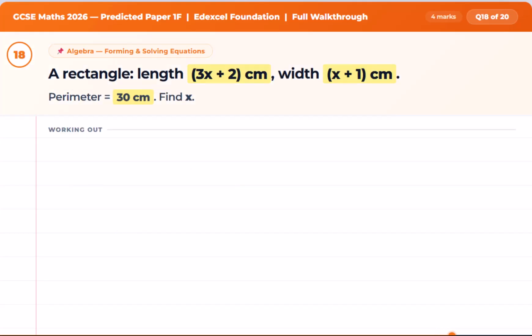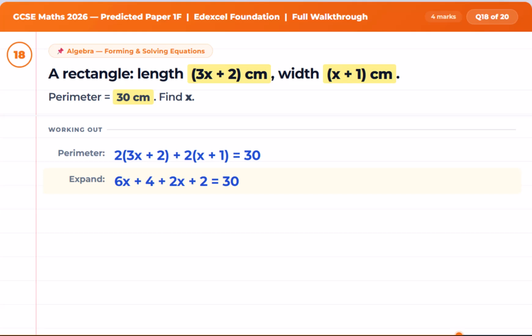A rectangle has length 3x plus 2 centimeters and width x plus 1 centimeters. Its perimeter is 30 centimeters. Find x. 2 times the length plus 2 times the width equals 30. Expand each bracket. Collect like terms.